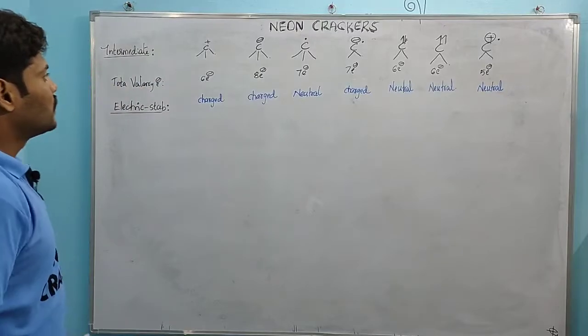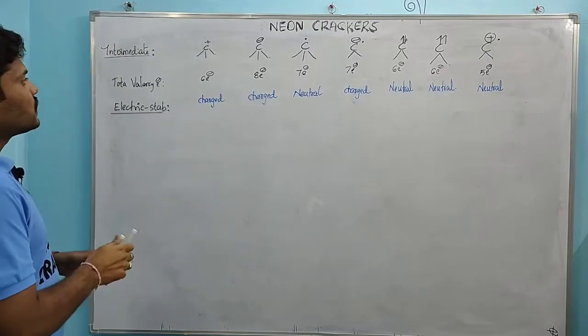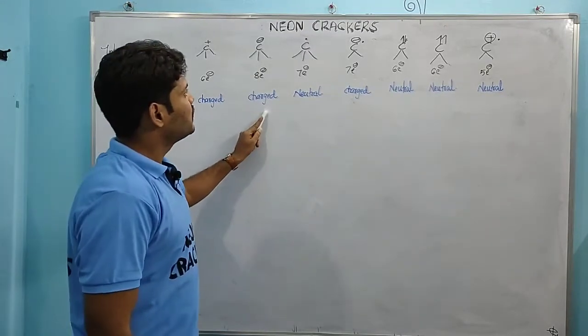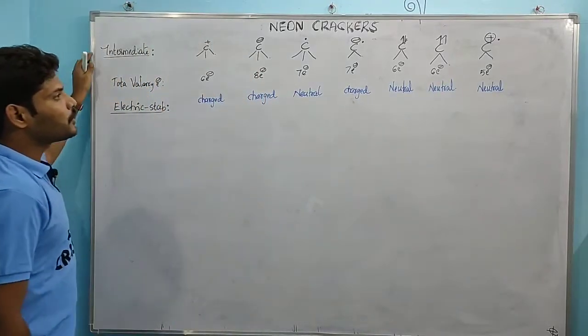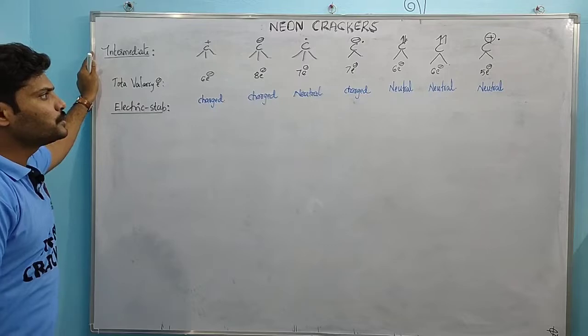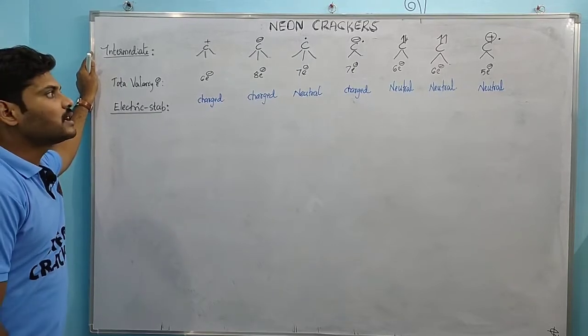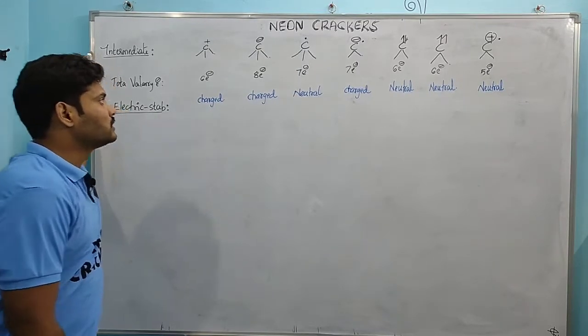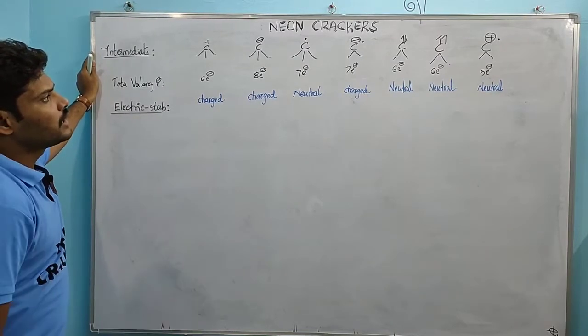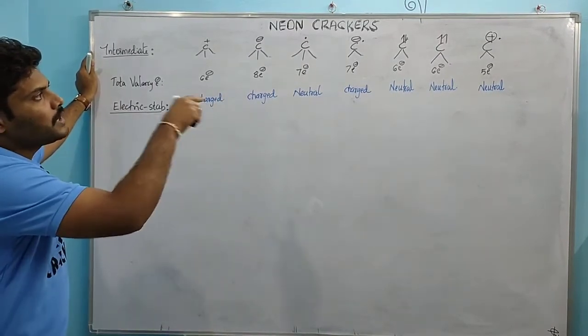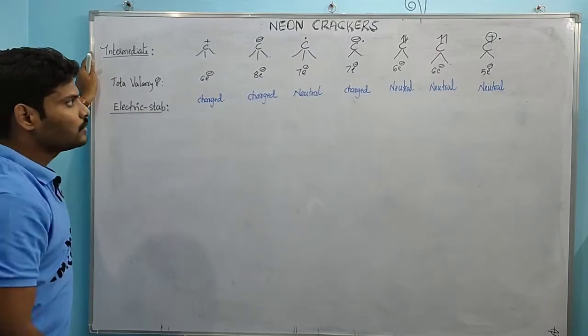Now check neutrality. The first two are charged particles. The next one is also a charged particle. The remaining are all neutral particles, which means these are less reactive particles. Radical is less reactive. Singlet and triplet are also less reactive.